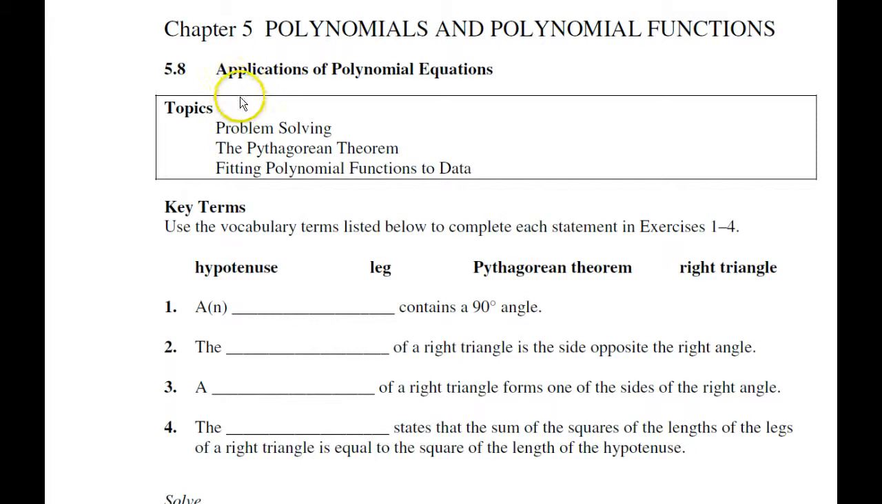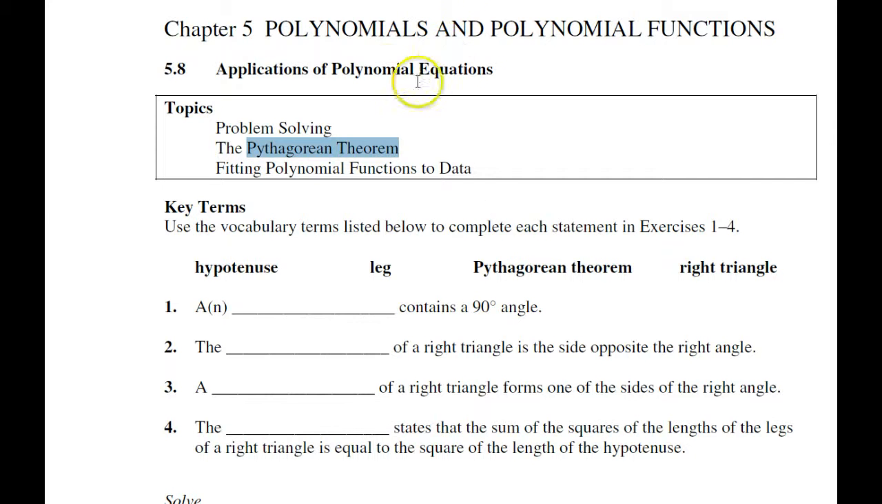Going on now to applications of polynomial equations. These are word problems, so we'll be dealing with tips to solve problems. We'll review the Pythagorean Theorem and then fitting polynomial functions to data.